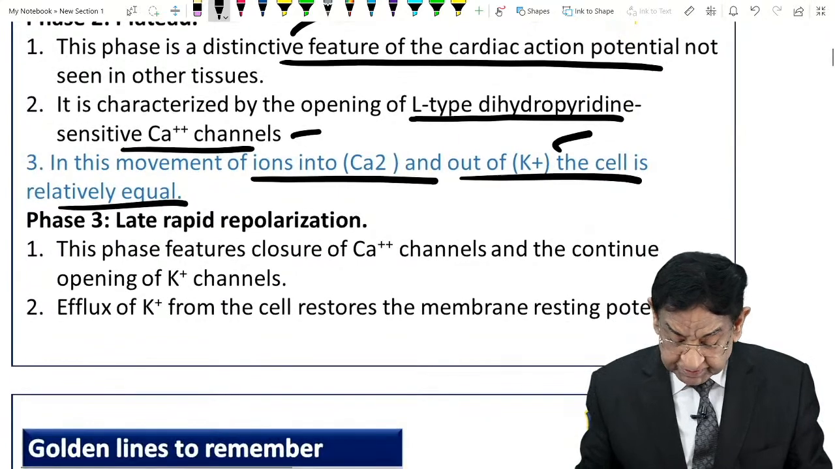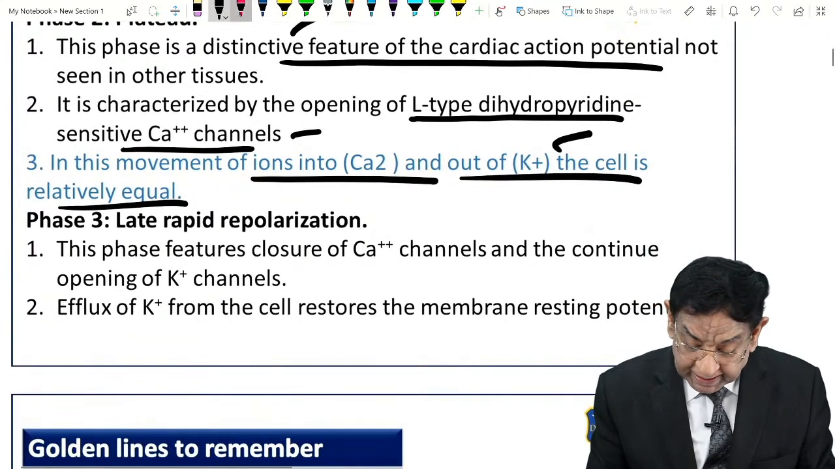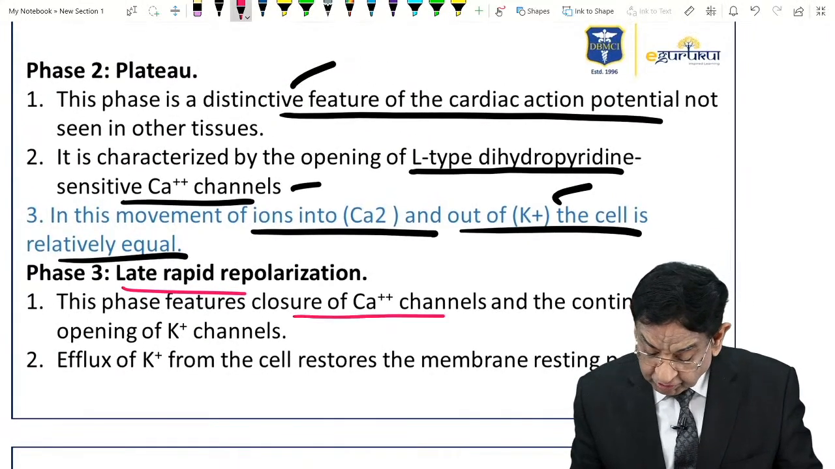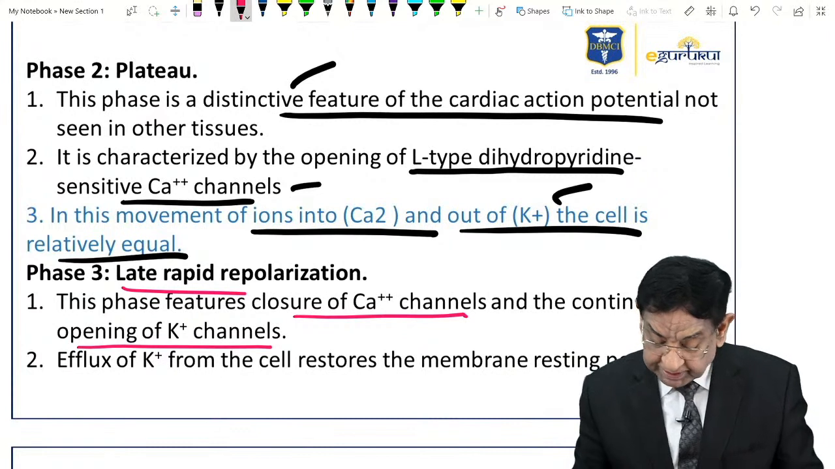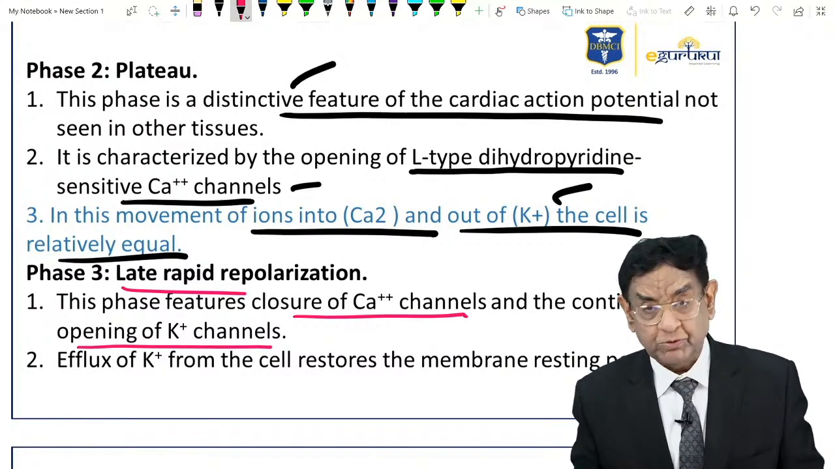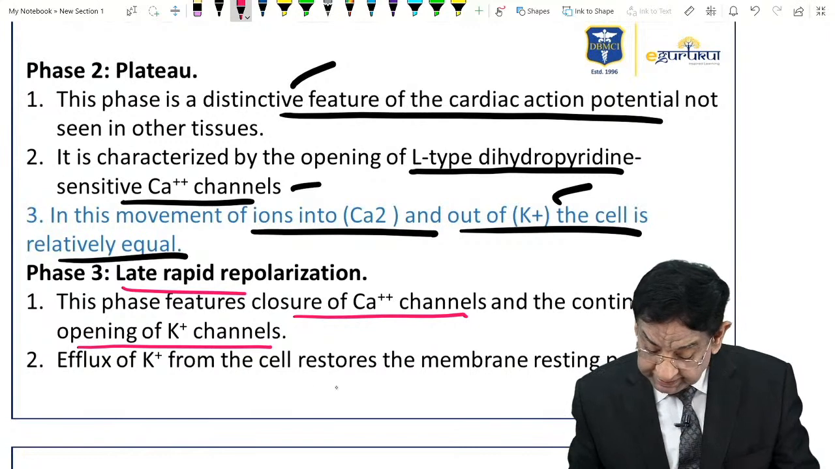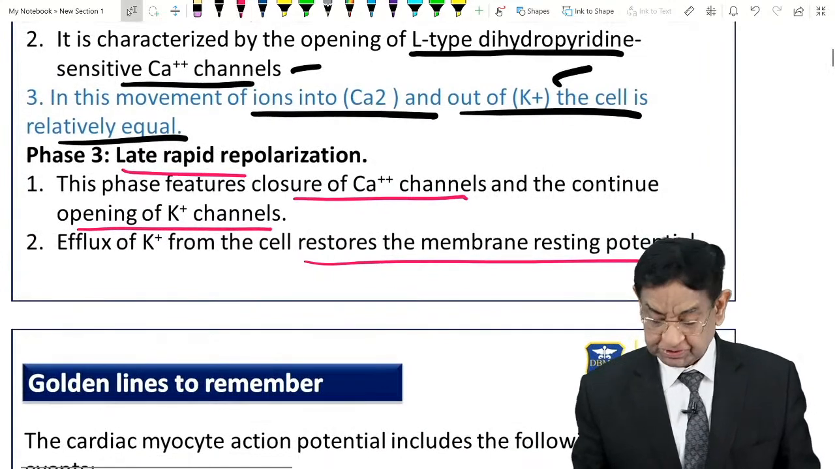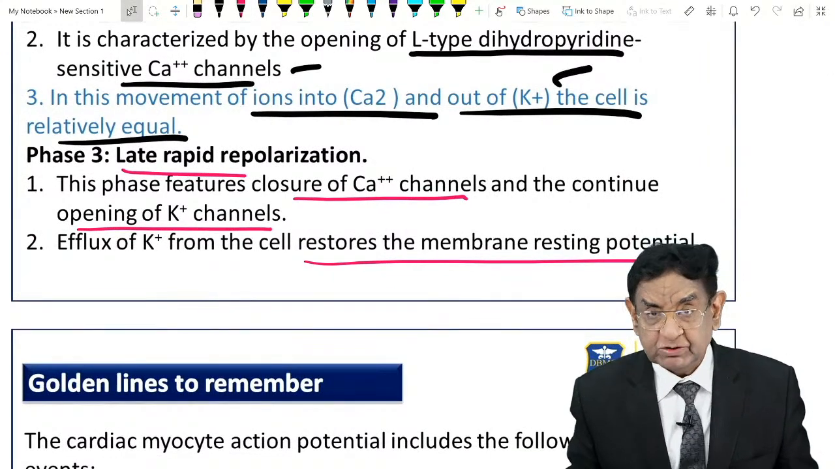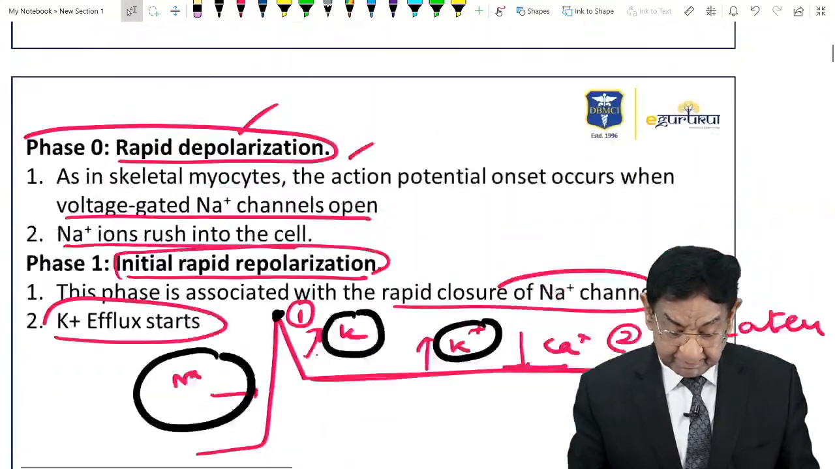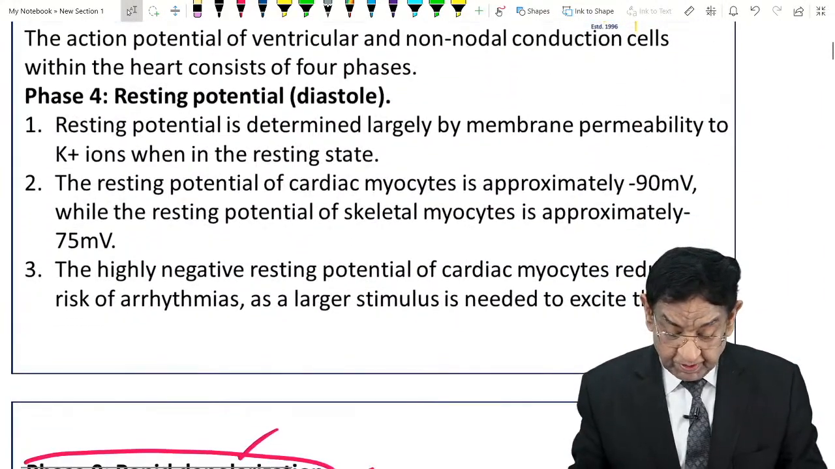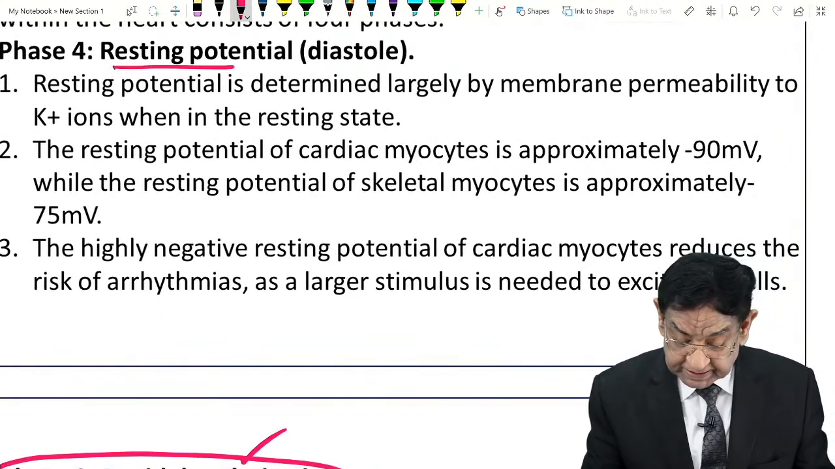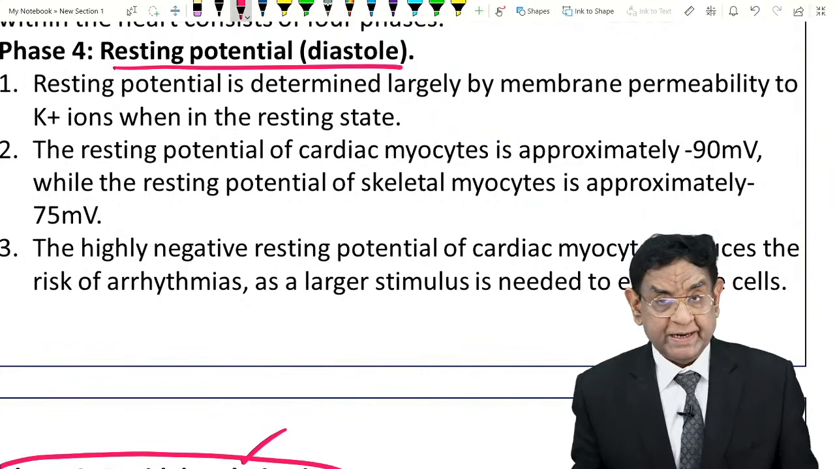And after that, we have a late rapid repolarization. Remember, I told you, now the calcium channel closes and the potassium keeps on going out. And finally, it comes back to the resting membrane potential. Now we talk about what happens in the resting membrane potential. Resting membrane potential is the so-called diastole. Other name is diastole. What happened? Let us see.